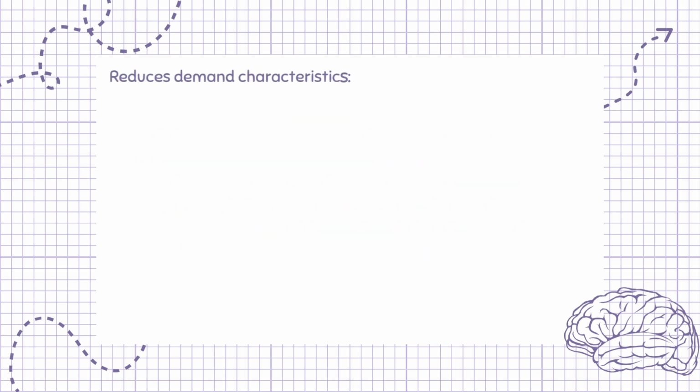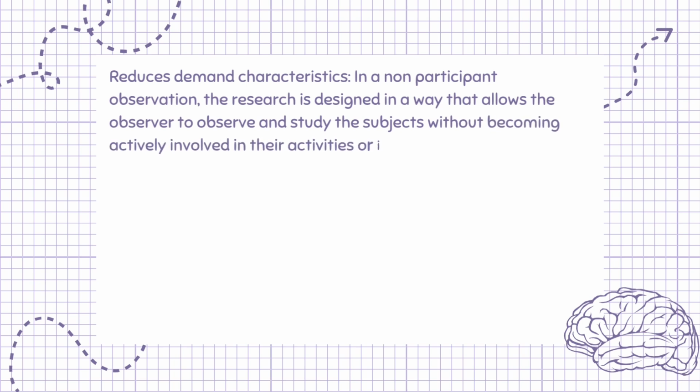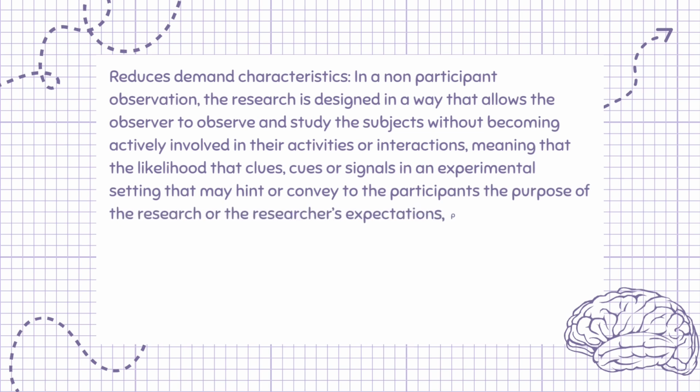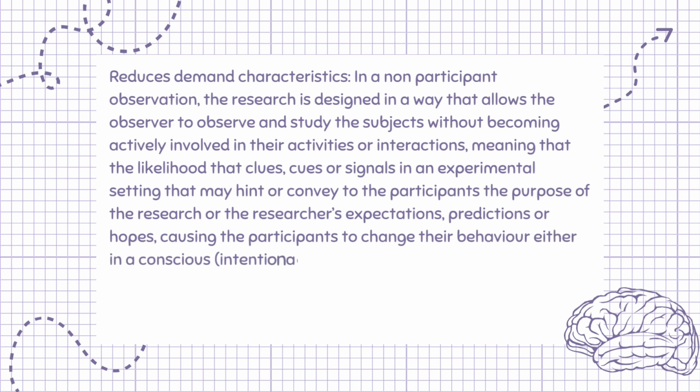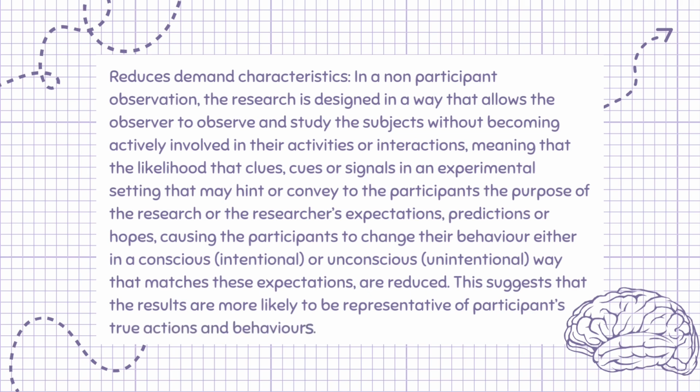Reduces demand characteristics. In a non-participant observation, the research is designed in a way that allows the observer to observe and study the subjects without becoming actively involved in their activities or interactions, meaning that the likelihood of clues, cues, or signals in an experimental setting that may hint or convey to the participants the purpose of the research or the researcher's expectations, predictions, or hopes, causing the participants to change their behavior either in a conscious, intentional, or unconscious, unintentional way that matches these expectations, is reduced. This suggests that the results are more likely to be representative of participants' true actions and behaviors.